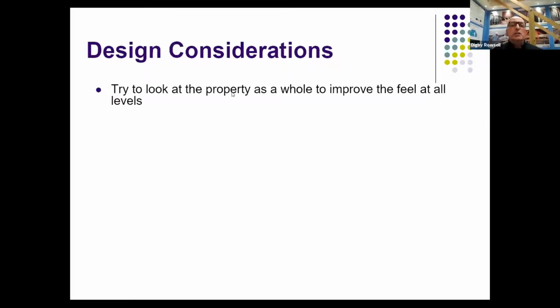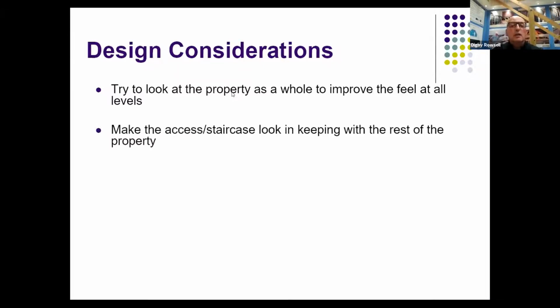So the design considerations: try to look at the property as a whole to improve the feel at all levels, not just what can you get out of the roof space. Make the staircase look in keeping with the rest of the property. If you can stack a new staircase to the loft straight on top of the existing staircase, that always feels the most natural because your circulation routes follow through the building as you climb up.